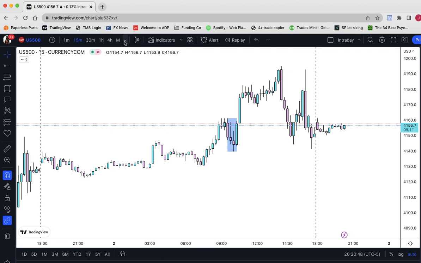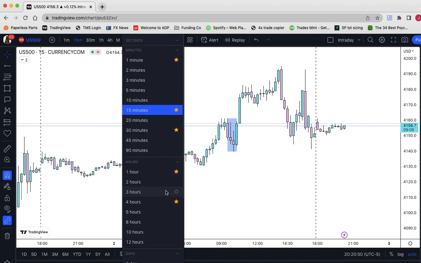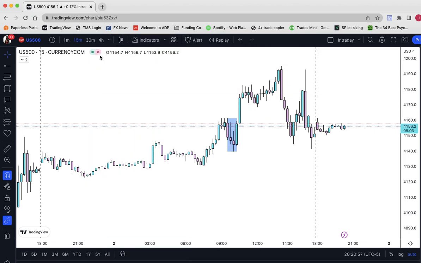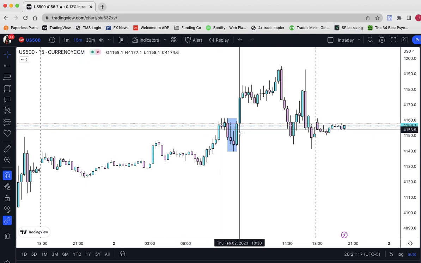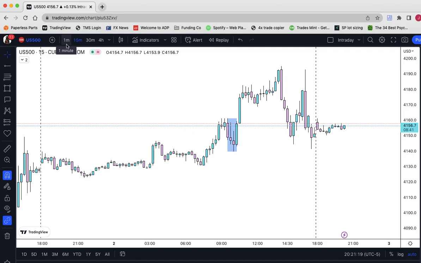All right, so time frames. You really only need, I would say, three time frames: the H4, M15, and the 1 minute. So the H4 we'll use as our higher time frame direction. The M15 we'll use as kind of our framework inside of that H4 candle, and the M1 we'll use for entries.